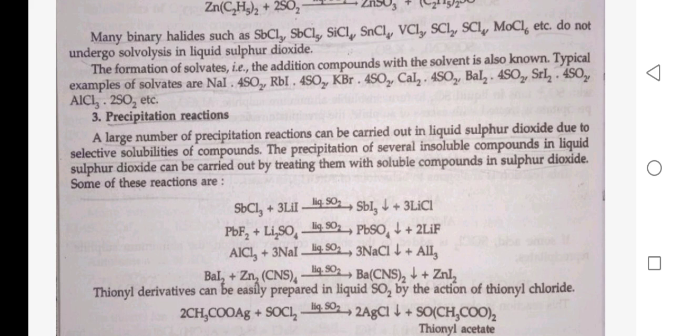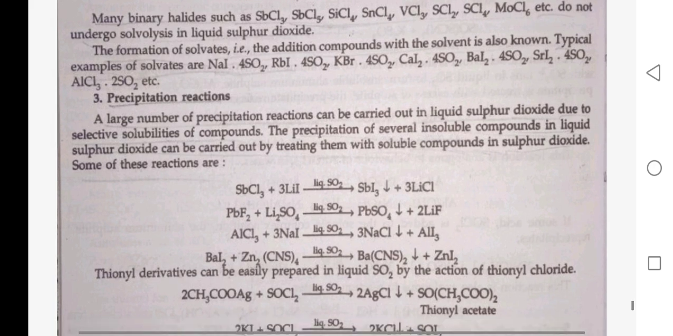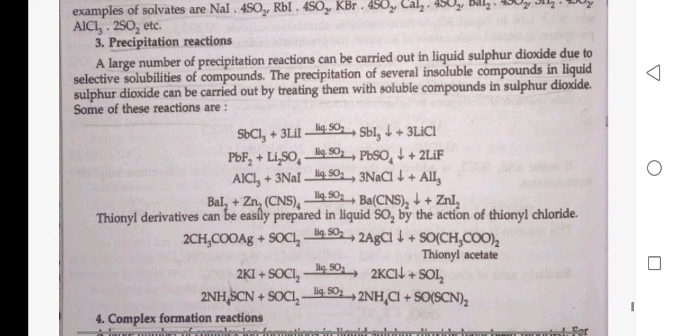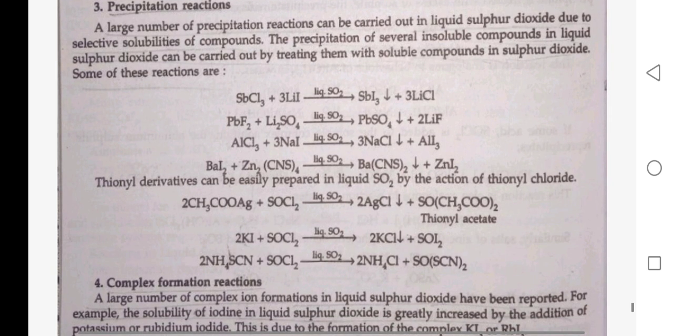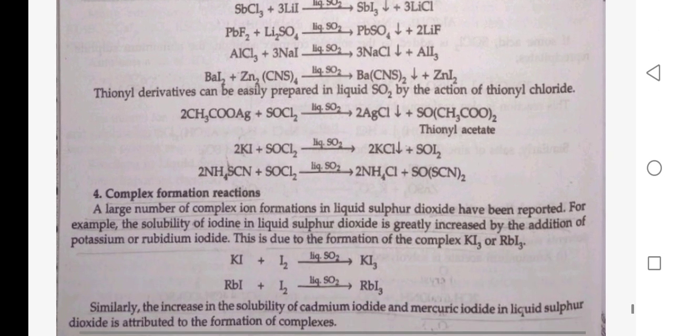Third, precipitation reaction. A large number of precipitation reactions can be carried out in liquid sulfur dioxide due to selective solubility of compounds. The precipitation of several insoluble compounds in liquid sulfur dioxide can be carried out by treating them with soluble compounds in sulfur dioxide. Some of these are: SbCl3 plus 3LiI in liquid SO2 form the product SbI3.